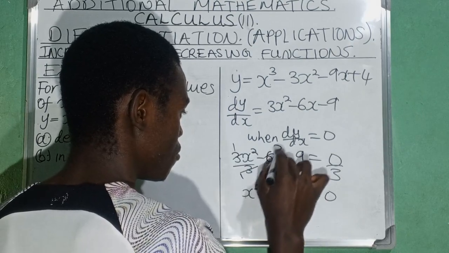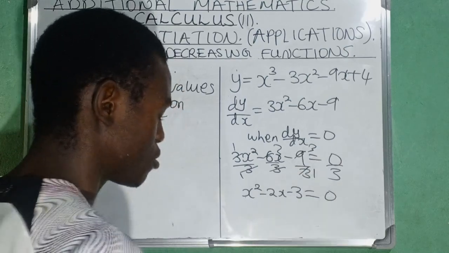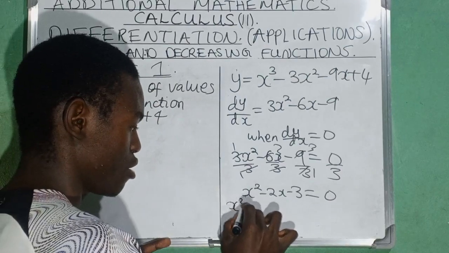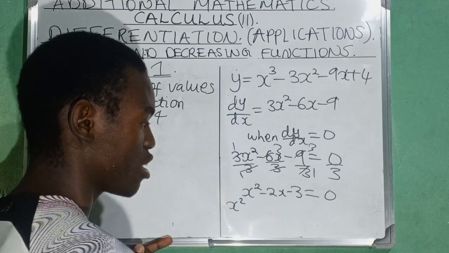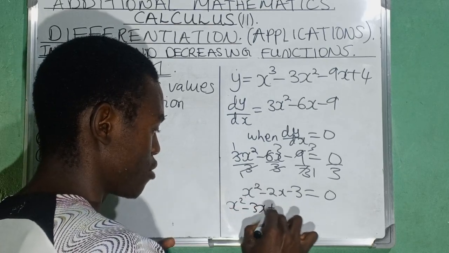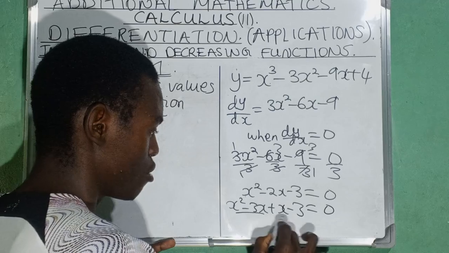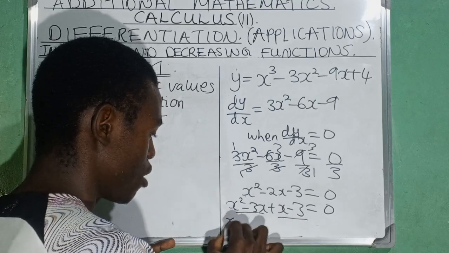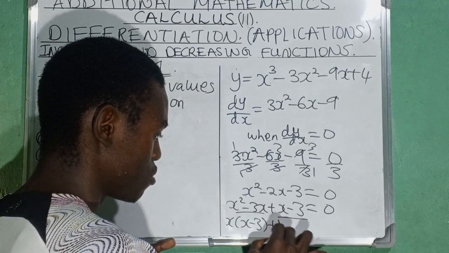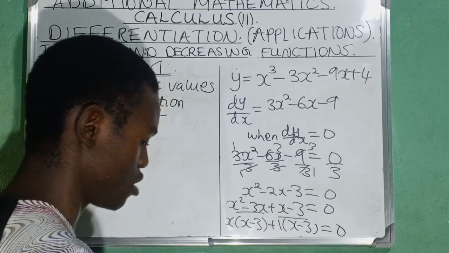And then this can be solved by factorization. If we do it properly, you're going to have x squared, and we need numbers which when you multiply give you negative 3, and when you add give you negative 2. It's minus 3x plus x minus 3 is equal to 0. And then factorize by grouping, you're going to have x multiplied by x minus 3, you factor out a positive 1, you're going to have x minus 3 is equal to 0.